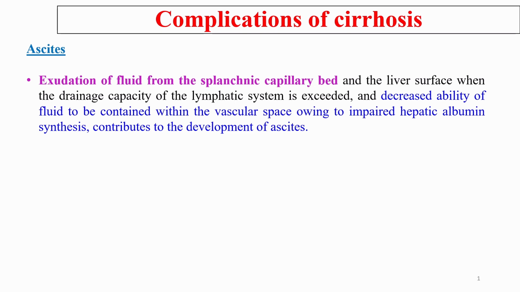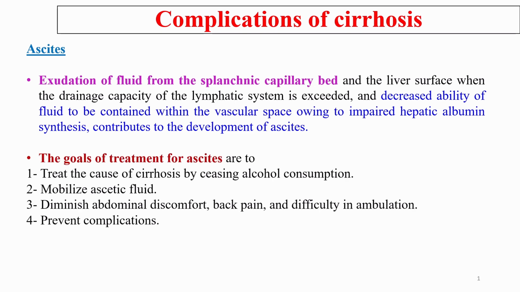The main goals of treatment are addressing the cause, for example, stop alcohol in alcoholic liver disease; removing the ascitic fluid using diuretics and sodium restriction; improving patient comfort, e.g., relieve abdominal pressure; and preventing infections like spontaneous bacterial peritonitis.